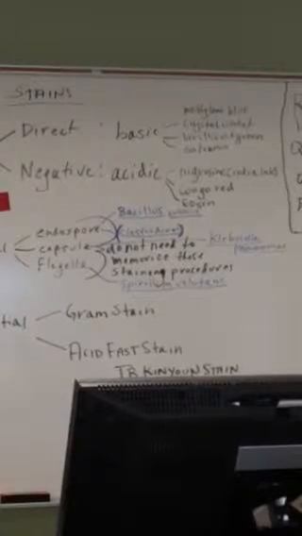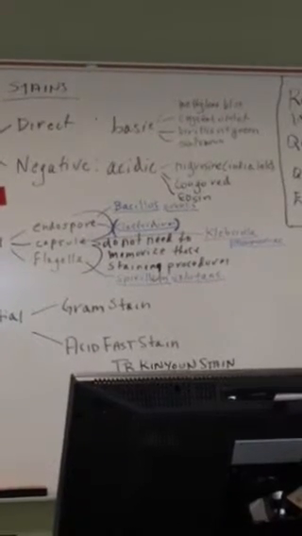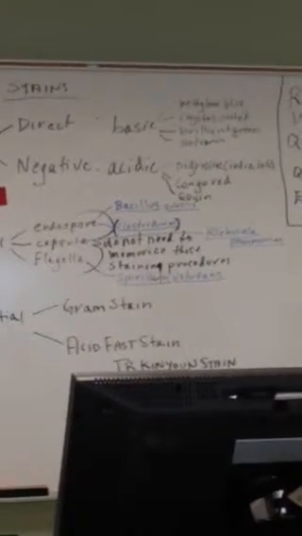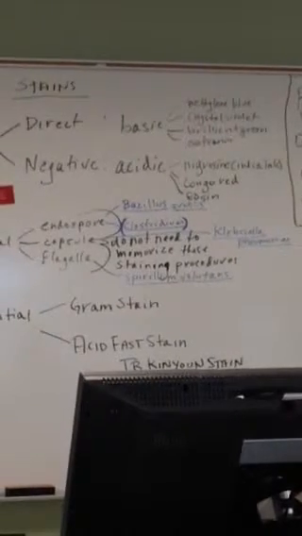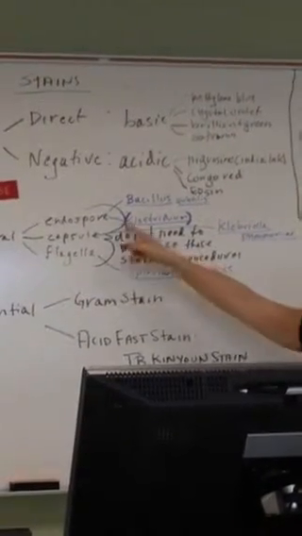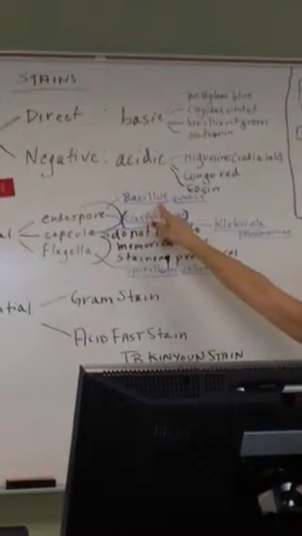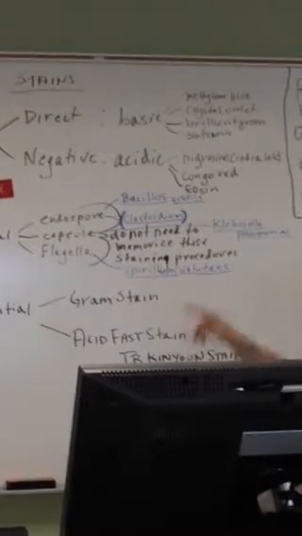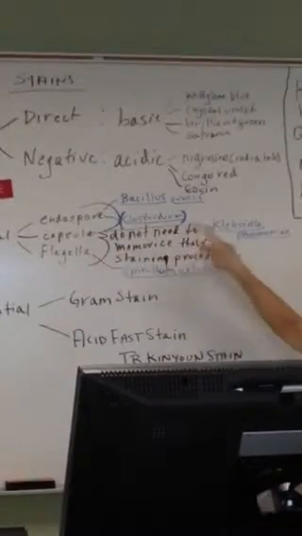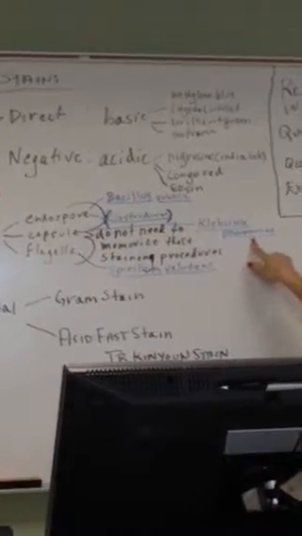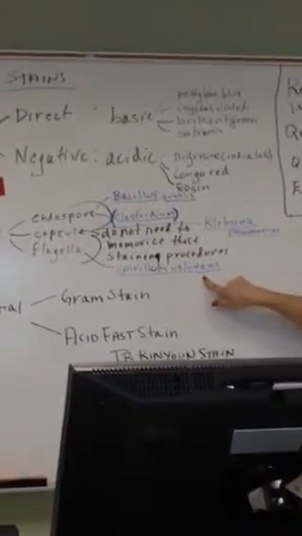So we're staining for special structures. Helps us identify the bacteria, helps us understand how the bacteria live inside our patient's body, for example, or even in the environment. There are 2 species of endospore-forming bacteria. Bacillus subtilis is the one we're going to look at today. Capsule, Klebsiella pneumoniae is the one we're going to look at today. And flagella, Spirillum volutans is the one we're going to look at today.